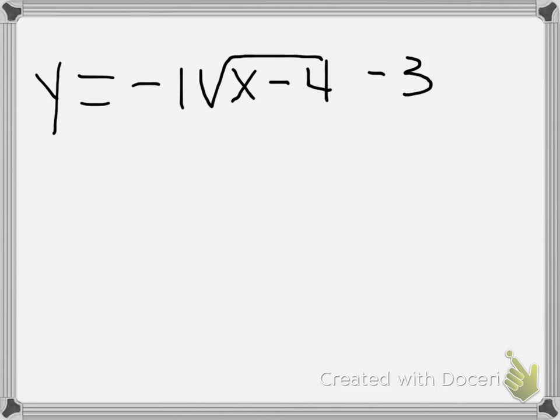So we're going to look at an equation like this. y equals -1 times the square root of x minus 4, minus 3. I'm going to give you a little bit of time to work it out. Just remember that there is a number in front of the square root.